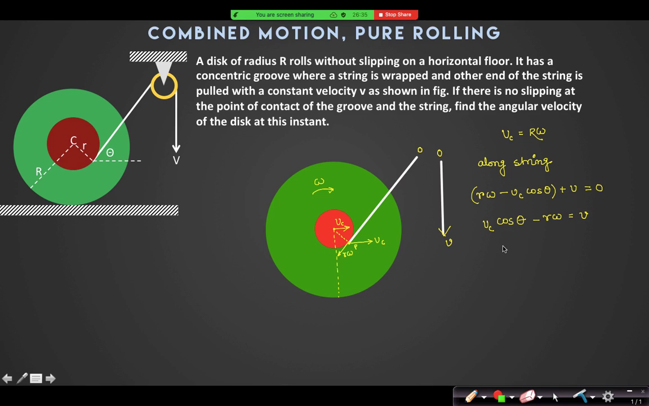Now what is omega here? I have to calculate the angular velocity, and Vc I can replace by capital R omega. Yes or no? R omega cos theta minus small r omega. Yes. So omega is equal to V divided by (capital R cos theta minus small r). That should be the answer of this question.